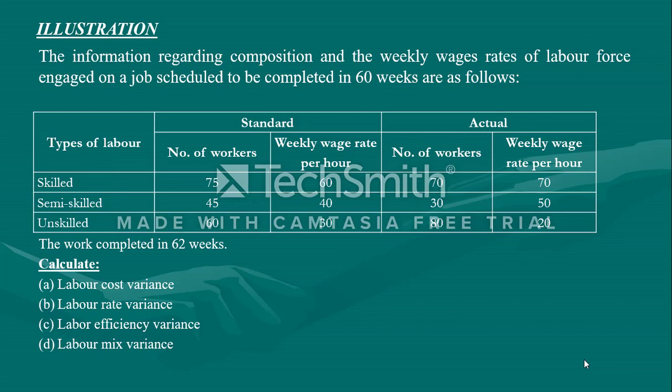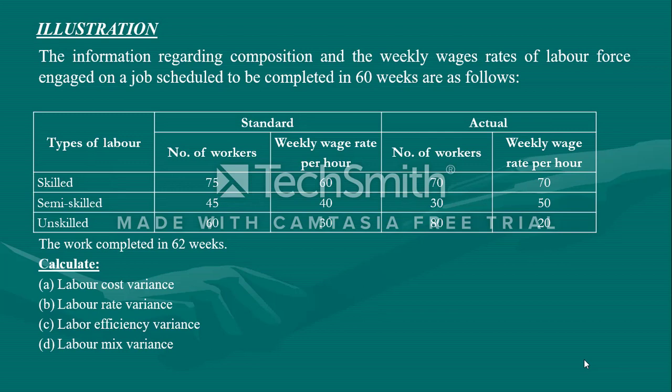The number of workers in skilled is 75, and the weekly wage for skilled labor is 60 standard. For the actual, the number of workers is 70, and the wage rate is 70 rupees per hour. For semi-skilled, 45 workers are working, and the wage is 40 rupees. Actually 30 members, so the rate is 50. The standard unskilled laborers is 60, the wage rate is 30 rupees, but the number of unskilled labor actually working is 80 members, and the wage rate is 20 rupees per hour.